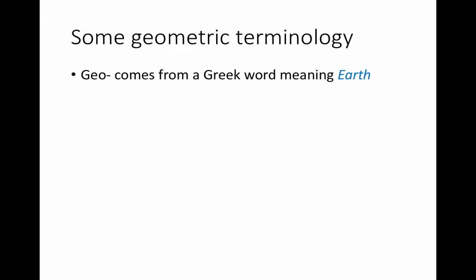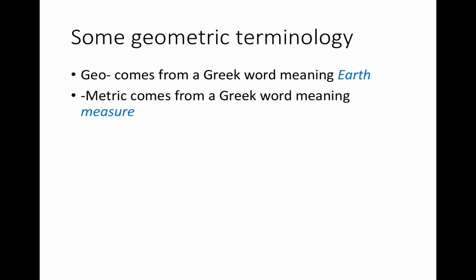Geo comes from a Greek word meaning earth. Metric comes from a Greek word meaning measure. So the word geometry means earth measurement. One of the main reasons that the ancient Greeks were interested in mathematics is that they wanted to be able to measure the earth as well as the planets and stars they could see in the sky.